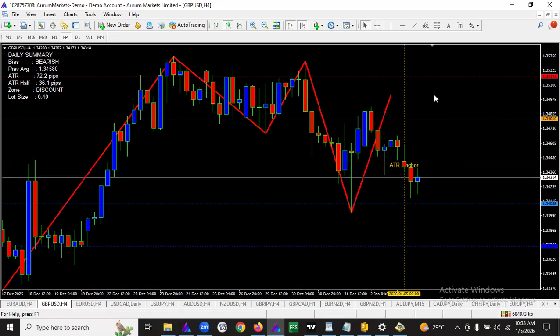This previous average, is it the addition of the opening and close of a candle divided by 2? Okay. Yeah. That's fine.